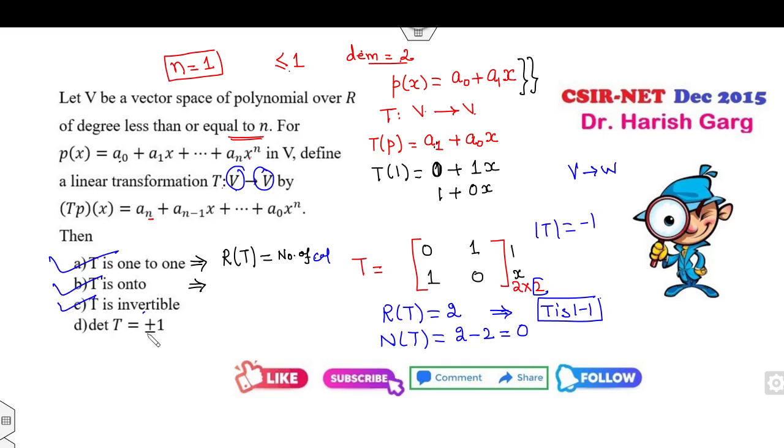Is the determinant plus or minus 1, or only plus 1? You can see the determinant of T is -1. So it's plus or minus 1. So only plus 1 is not right, so A, B and C are the right answers of this problem.